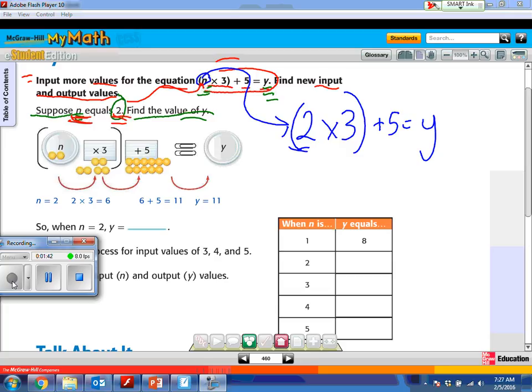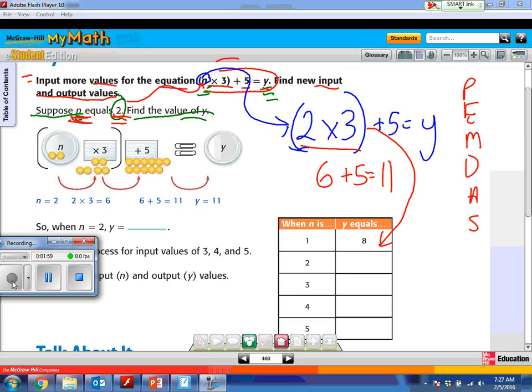Now let's use our order of operations. Please excuse my dear Aunt Sally. Remember, we want to do what's in the parentheses first. So 2 times 3 is 6, plus 5 equals 11. So y is going to be 11. Now I can put this in my table down here, 11. Now what I want to do is use this table to figure out the rest of my variables.